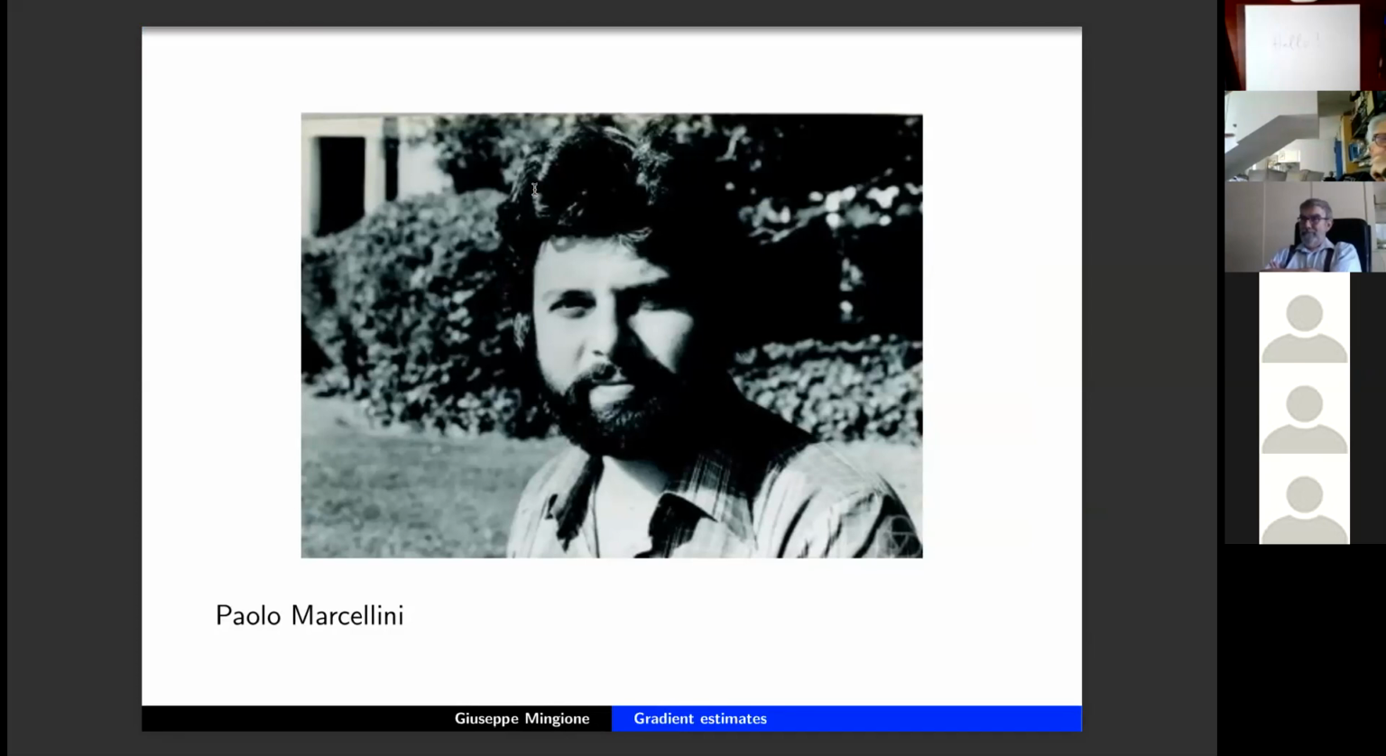Yesterday I put pictures of the many contributors to regularity. Yesterday there were pictures of Trudinger, Caffarelli, Ladyzhenskaya, Ural'tseva, starting from De Giorgi, and today there are the main contributors to this theory.